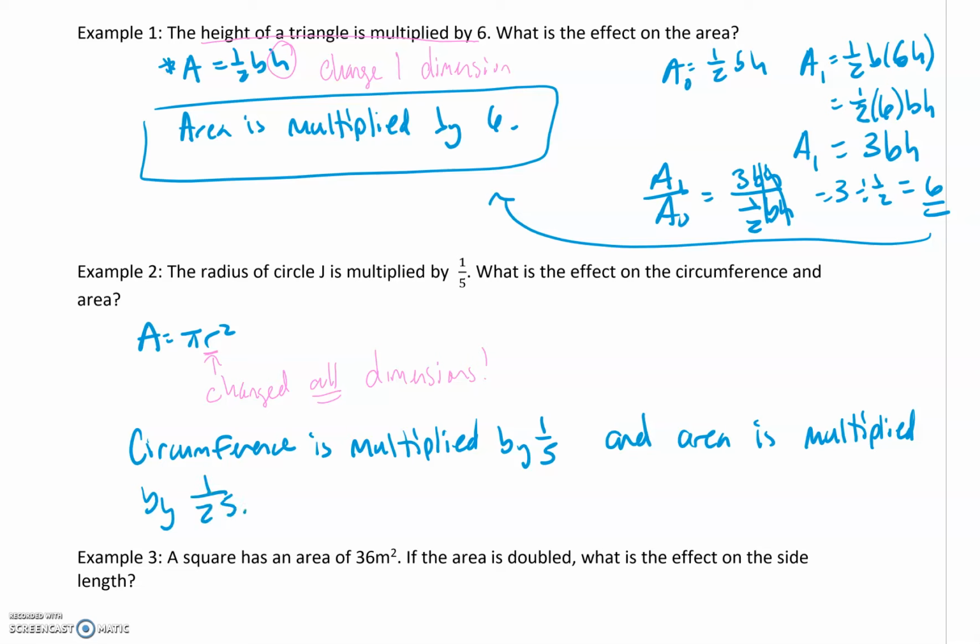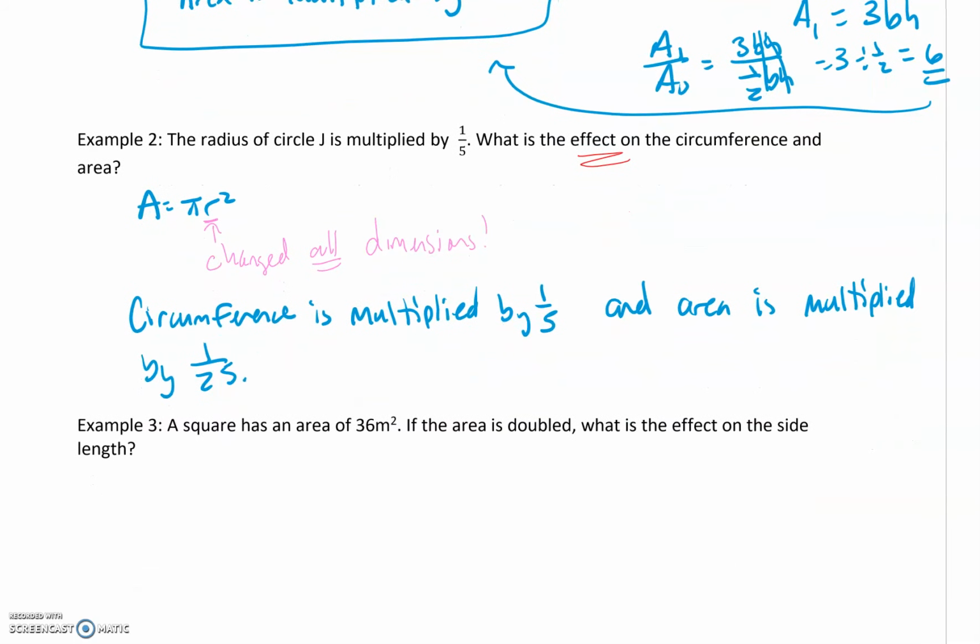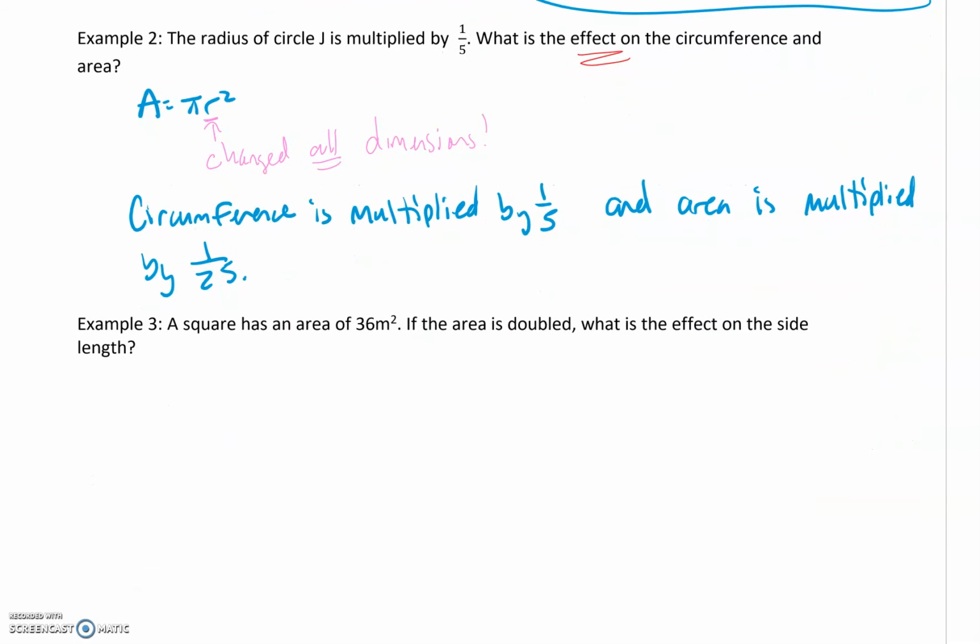Again, why don't I have to give you the actual area or the actual circumference? It's because the directions say we're looking for the effect. We're not actually looking for the actual value. So make sure you read through the directions carefully. All right, one last one here. We're dealing with a square. The square has an area of 36 square meters. The area is doubled. What is the effect on the side length?